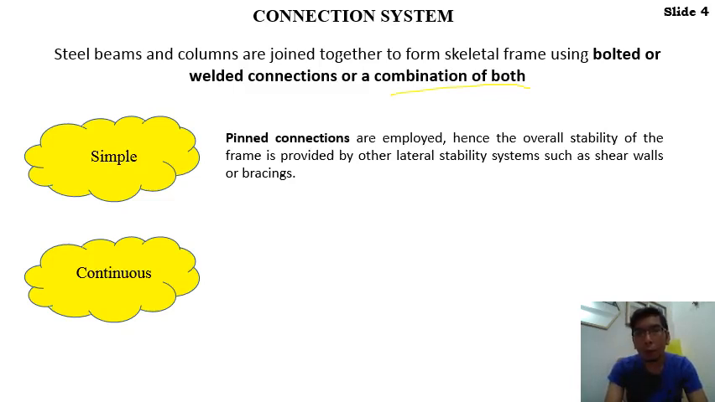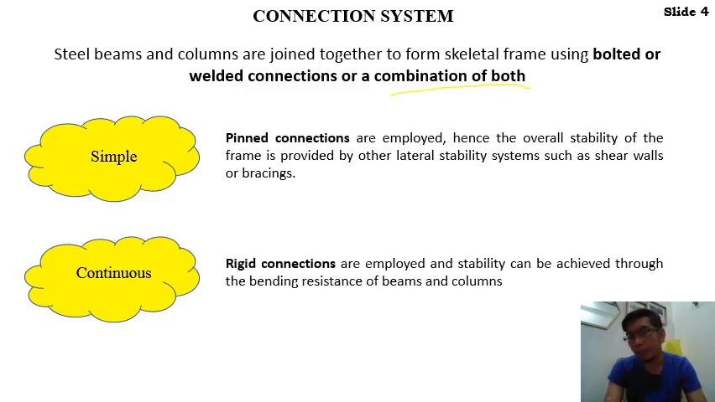Meanwhile, for the continuous frame construction system, we apply rigid connection, and the stability is achieved through the bending resistance of the beam and column. For the continuous frame construction system, the sizes of the beams and columns are much bigger. They are already strong enough to support the loads. So in this case, perhaps you don't need any support components like bracings or shear walls.